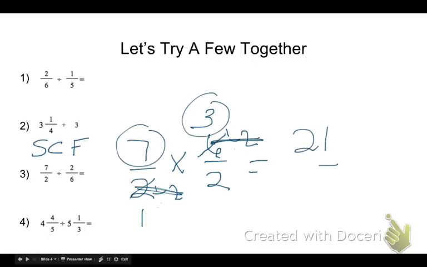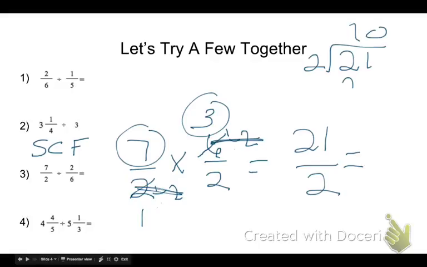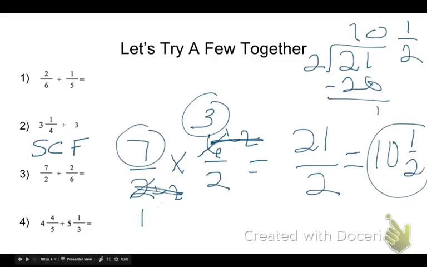I have 21/2. That as well is improper, so I need to go ahead, divide it to see what the mixed number will be. 2 goes into 21 10 times, which is 20. I have 1 left. My answer is 10 and a half, and that is in simplest form.